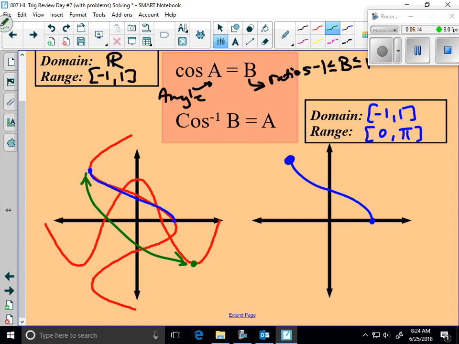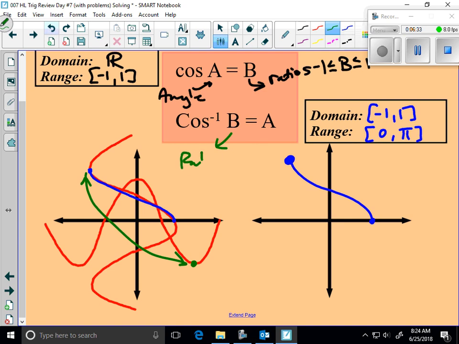All right, so let's move on to arctangent. Again, though, this will be the angle that is inputted, and this will be the ratio that is outputted. Oh, I'm sorry, flip-flop.